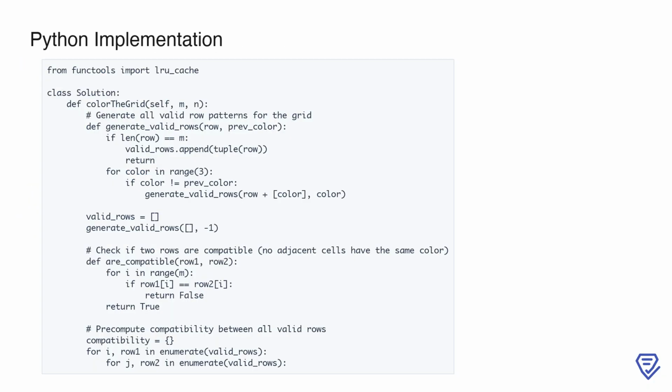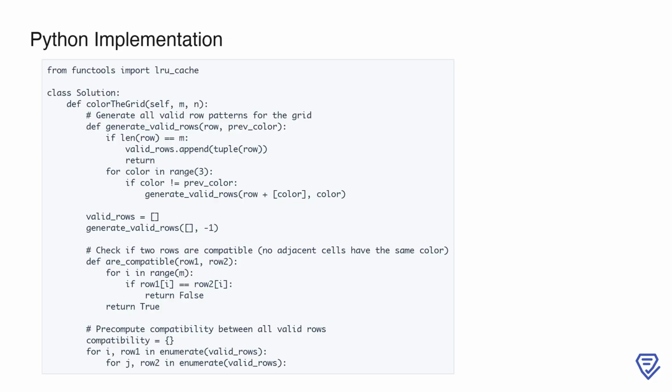To tackle the problem of painting the grid, we start by defining a function colorTheGrid inside our Solution class. The first step is to generate all valid row patterns for the grid. This is done through a helper function, generate_valid_rows, which uses recursion. The function ensures that no two adjacent cells in a row have the same color. By iterating through three possible colors and checking against the previous cell's color, we systematically build all valid row combinations. These combinations are stored as tuples in the valid_rows list.